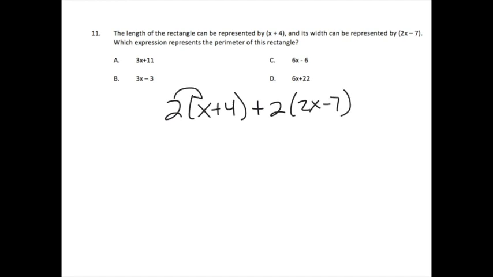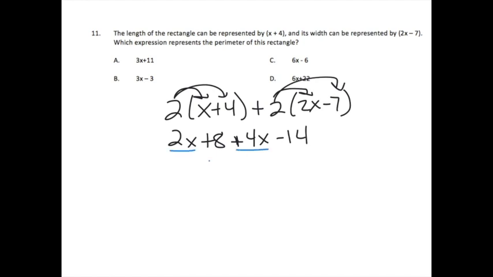We start distributing. That's going to give me 2x plus 8 plus 4x, that's a plus, minus 14. We do our like terms. x's with x's, that's a 6x. Numbers with numbers, that will give me minus 6. And that's how we find our answer, B and C.